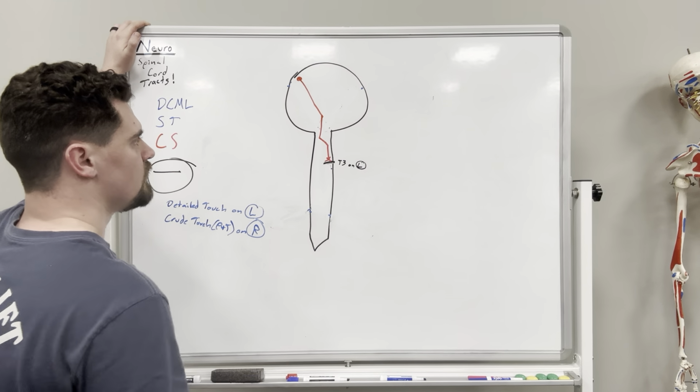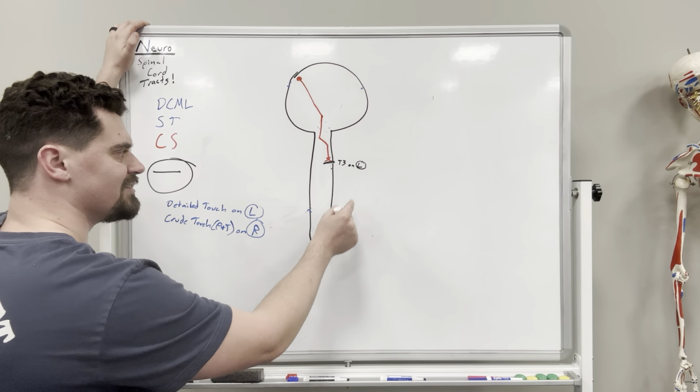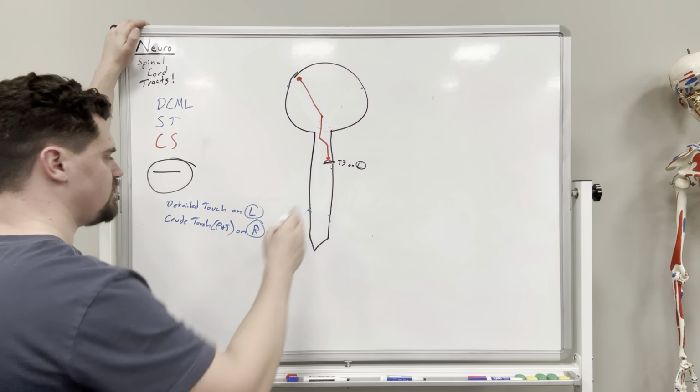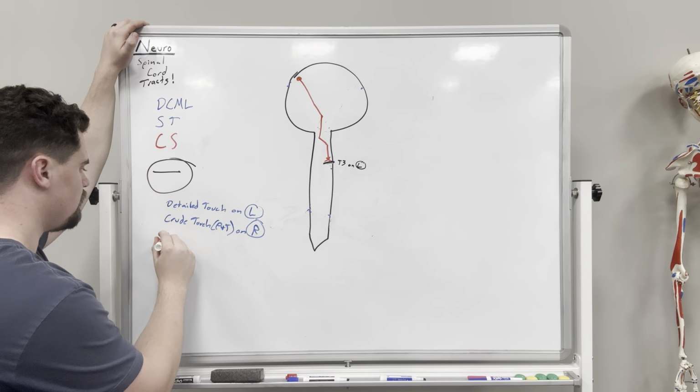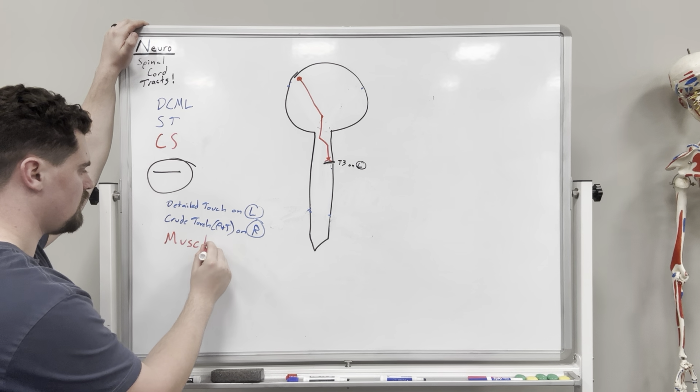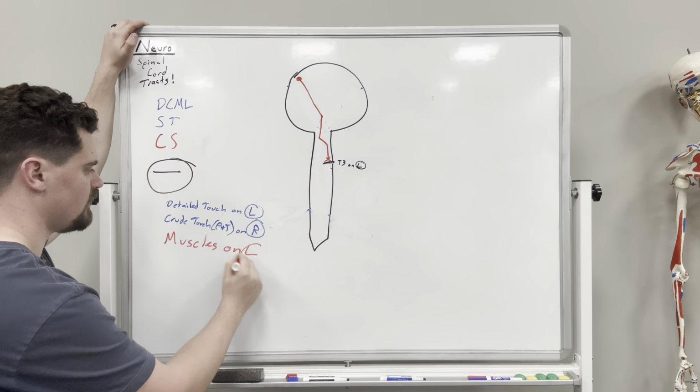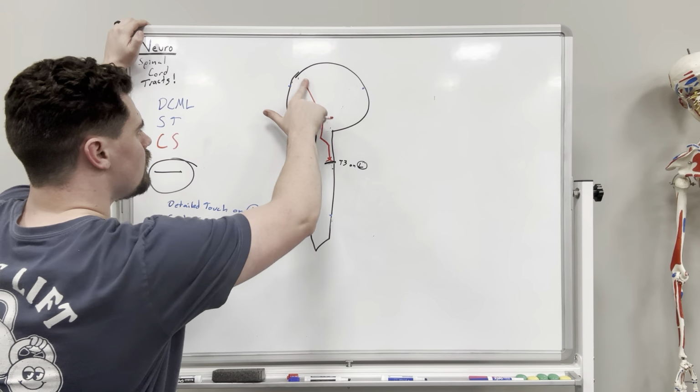Oh! So if you're a muscle on the left after T3, you're not getting innervated. So muscles on left are not innervated, okay?